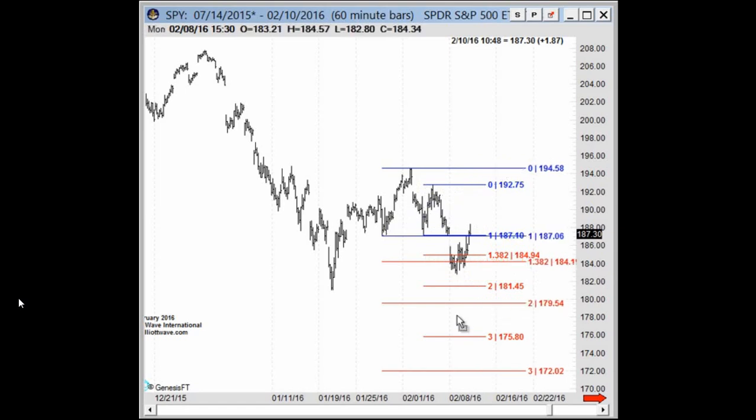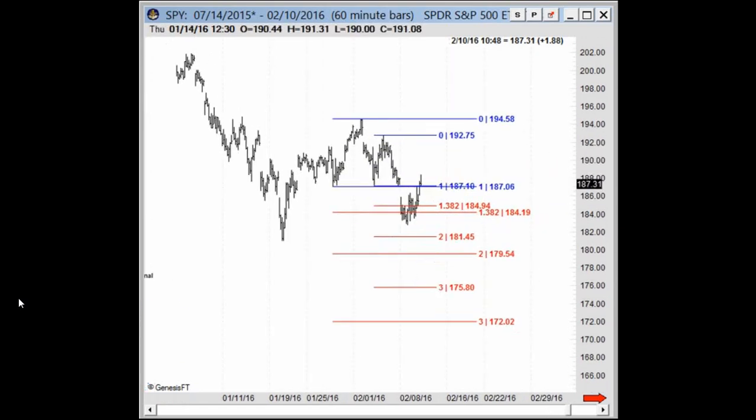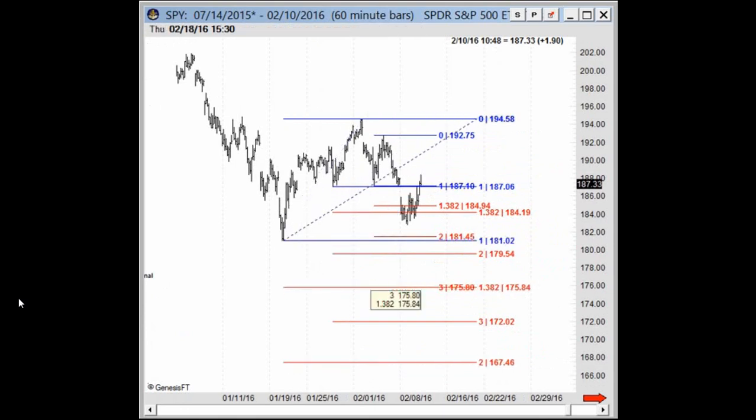Now we can enhance it further by actually looking at the entire larger corrective structure in this market, from that high to the low. And what begins to transpire is, notice we have a very tightly bound cluster here, right around the 175 handle. That might be something to pay attention to in the days to come.